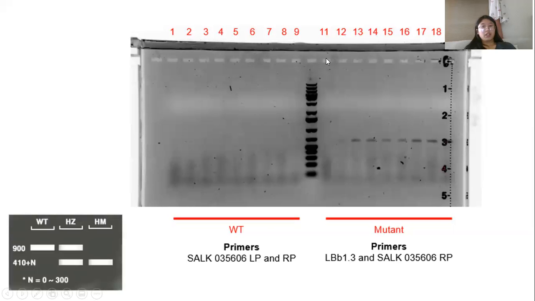1 and 11 are the controls. Unfortunately, the control didn't work out. There's supposed to be a band for the wild type under the control, so unfortunately we cannot conclude that this plant is homozygous for the gene, but we can at least conclude it's either heterozygous or homozygous.